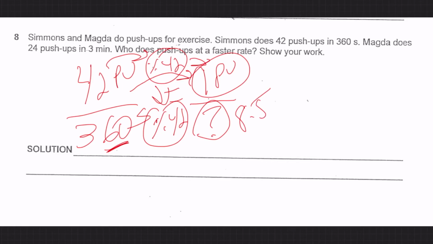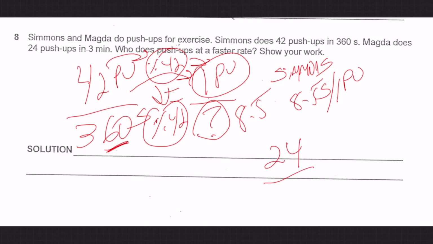So what we're saying here, in order for Simmons to do one push-up, it takes her, or him, we're not sure who it is, it takes him or her 8.5 seconds. That's for one push-up. Now let's look at Magda. Magda does 24 push-ups in 3 minutes, which is the same as saying 180 seconds. What we want is to figure out, again, how many seconds it takes Magda to do one push-up. So we'll put a 1 up here with the push-ups, and we've got a question mark on the seconds.